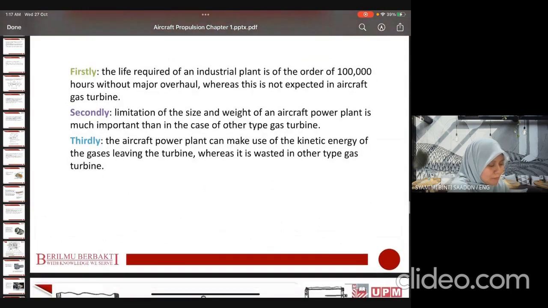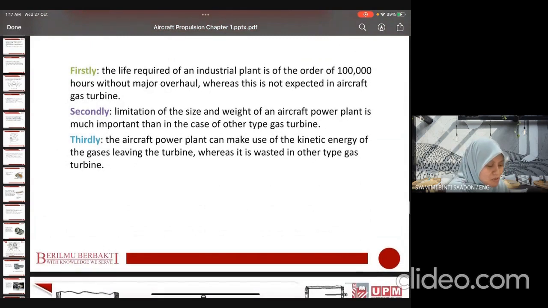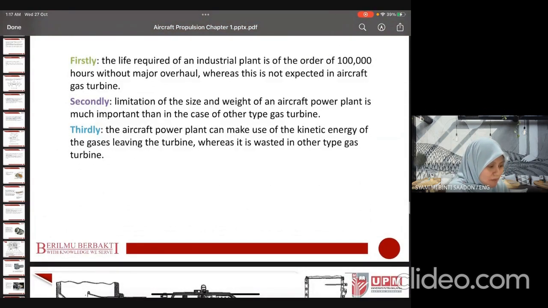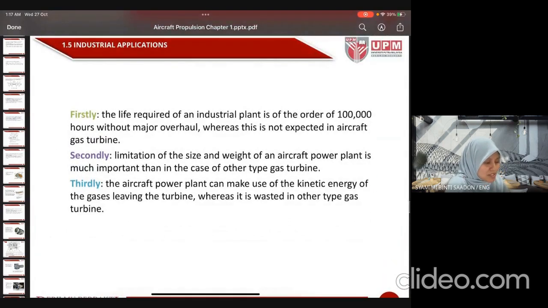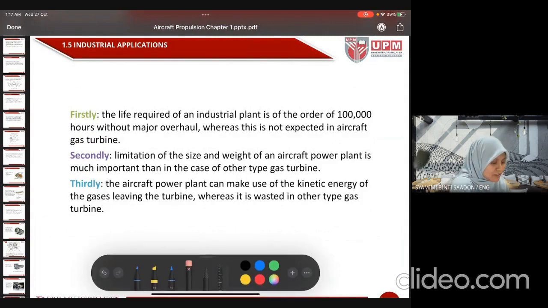The aircraft power plant can make use of the kinetic energy of the gas leaving the turbine, whereas it is wasted in the other types of gas turbine. So we see that for aircraft, the kinetic energy is very important because you want to propel the engine. Unlike other gas turbine engines for power plants, where the kinetic energy may be wasted, for aircraft this kinetic energy is very useful, because it is used to produce thrust power and to propel the aircraft.